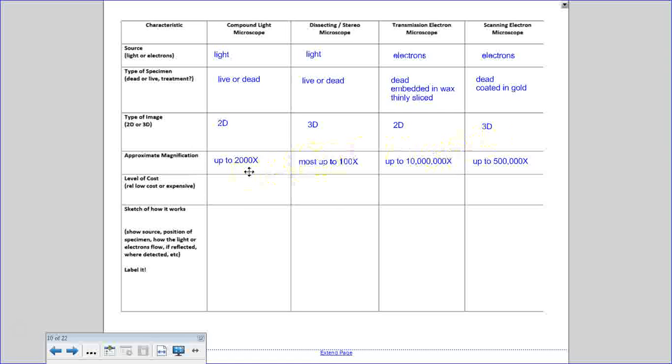Approximate magnifications. I was looking up to see the more recent values for these. Compound light microscopes up to 2000x.